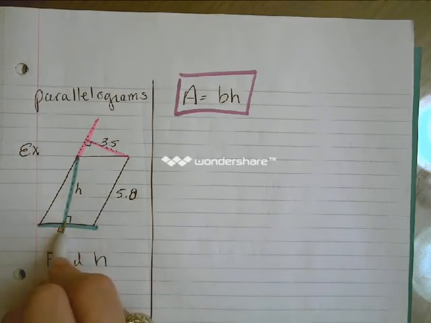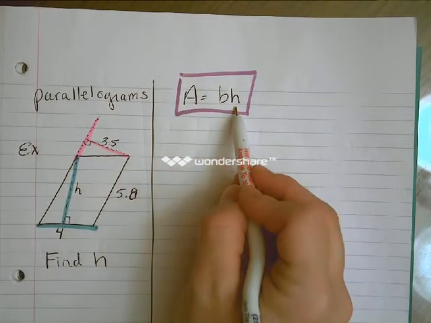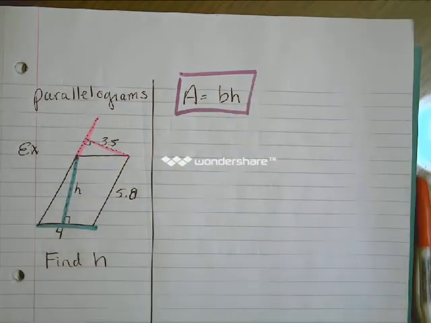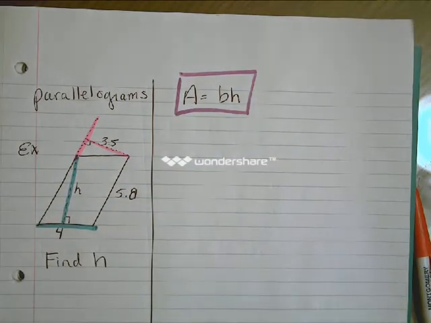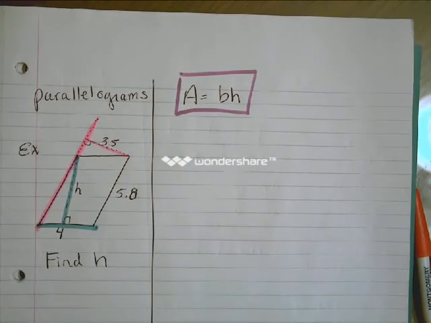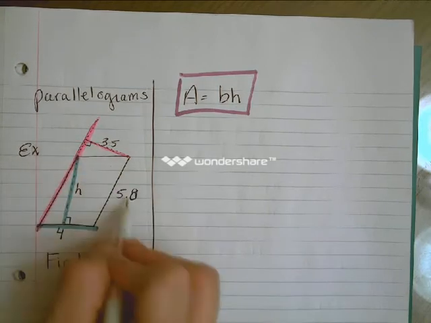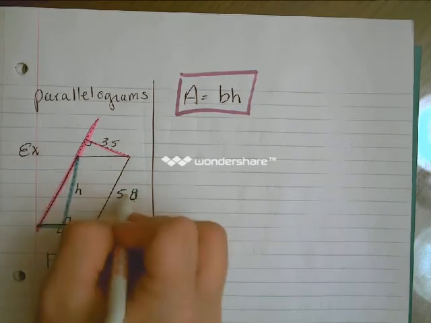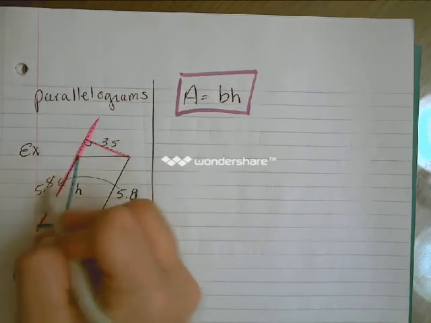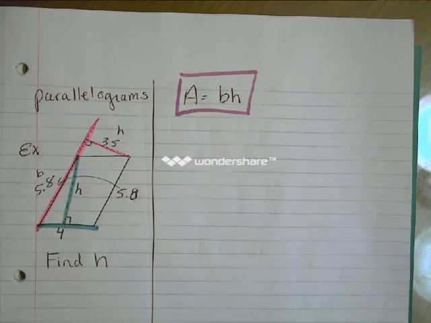Now, the corresponding base for the 3.5 height, because this is perpendicular to this, if this is 5.8, I can move it over and make this 5.8, which means these are corresponding base and height. We also have a base and a height here, but let's start with these. If I have my base and my height, can I find my area? Sure.